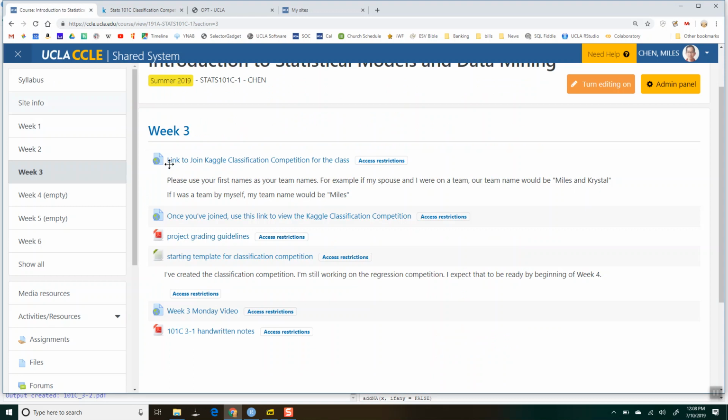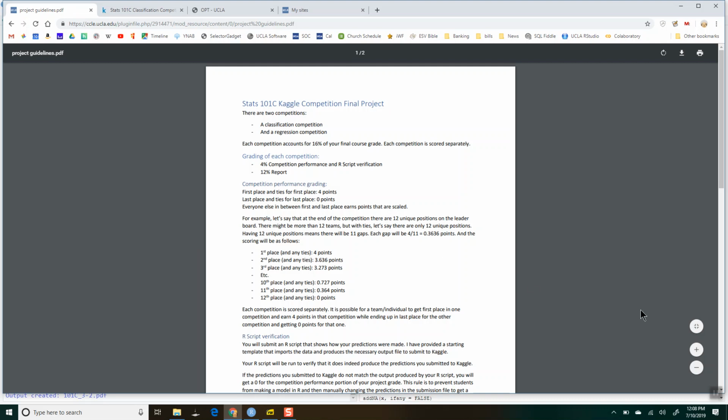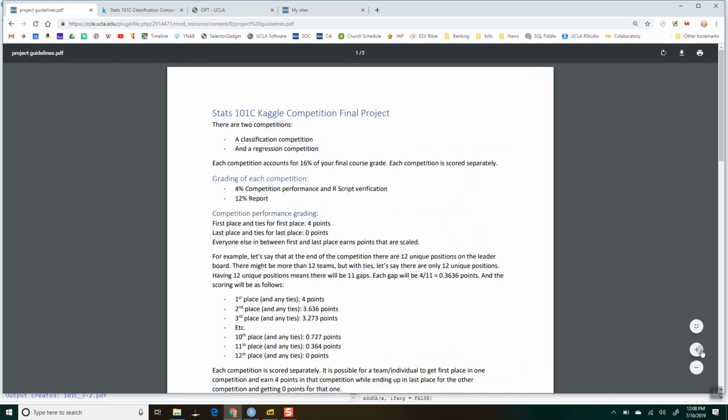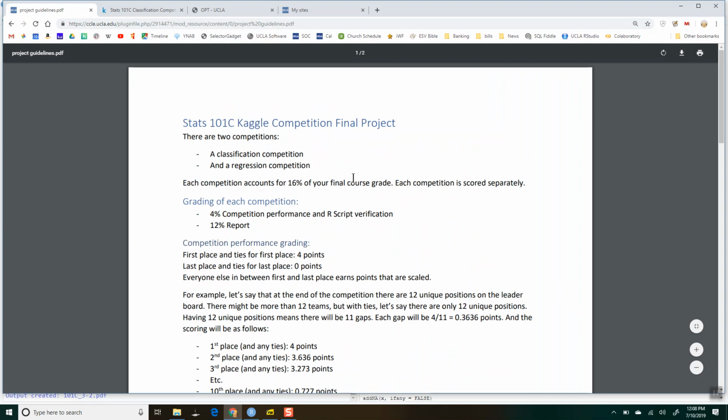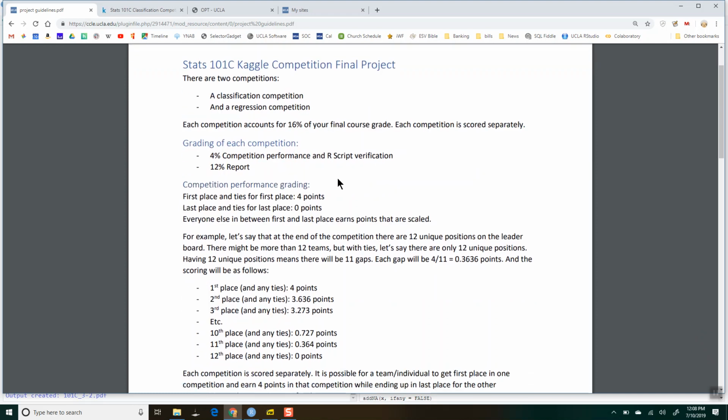I've given some instructions here regarding the project grading guidelines, okay? There are going to be 2 projects. So far, I've only got the classification project up and running. This weekend, I'll work on the regression competition, and I hope to get that up by the beginning of next week, okay? Each one is going to be 16%, so you're a total of 32%. And your grade will be part report and part performance, okay?